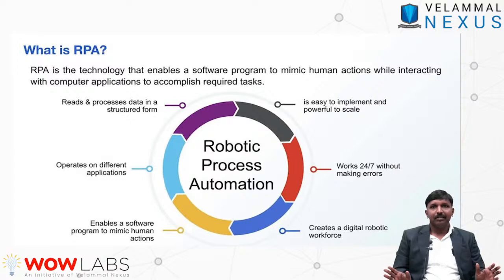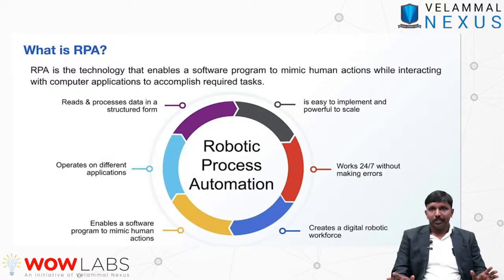So that is called robotics. Then what is a process? A process is a task. A task consists of work which may be repetitive or will have some set of rules. Based on the rules, the process will be done repetitively, either by a human being or by any system.